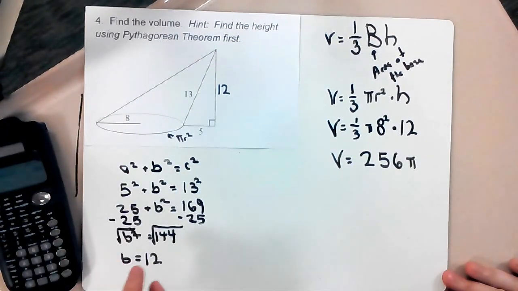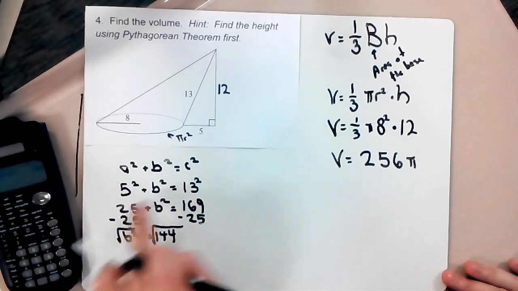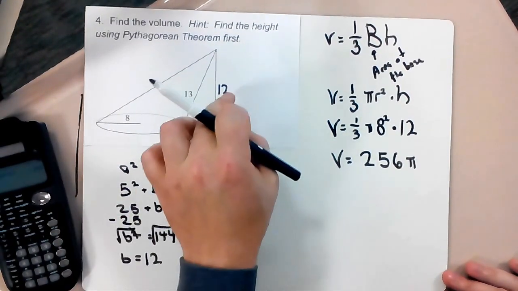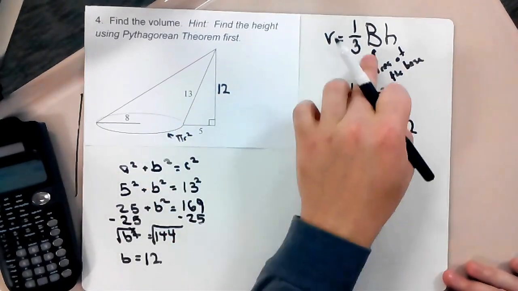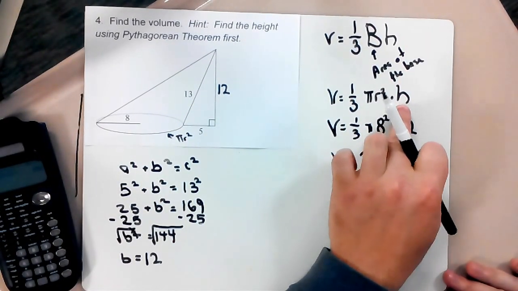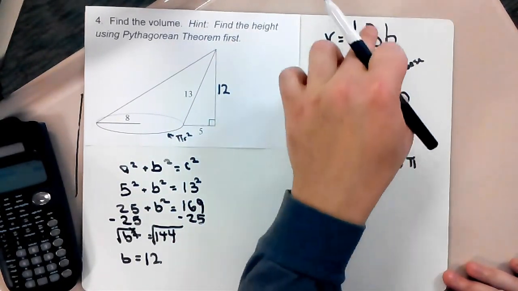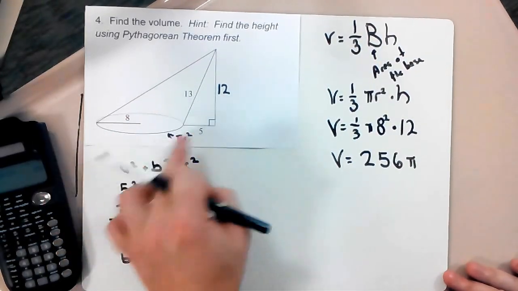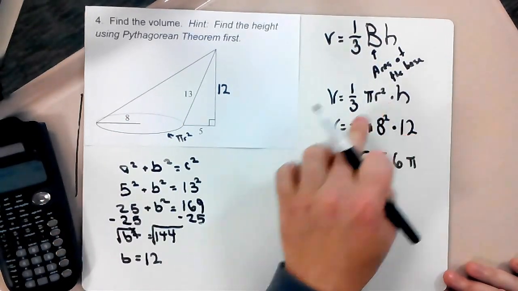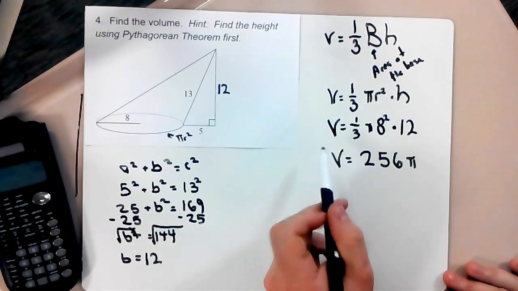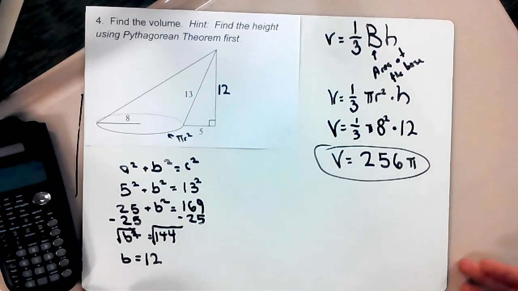So to recap real quickly, I did Pythagorean theorem to find the height. Then I used that height in my volume of a cone formula. I had to find out the area of the base, which is pi r squared, so I plugged that in. Okay, that's this example. Next.